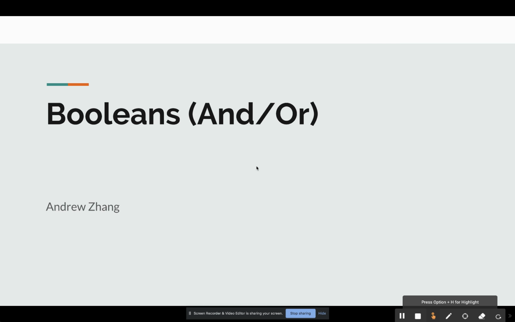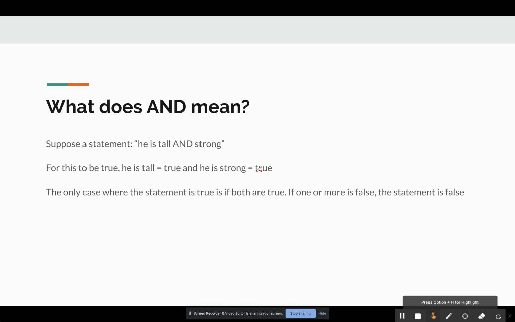And today we're going to be learning about Booleans and the meaning of and/or/not. So let's look at and first.